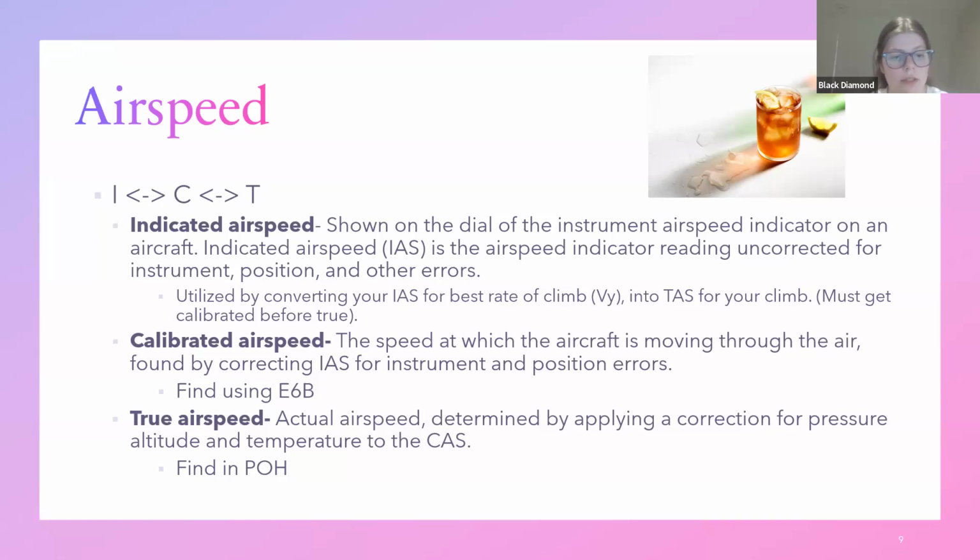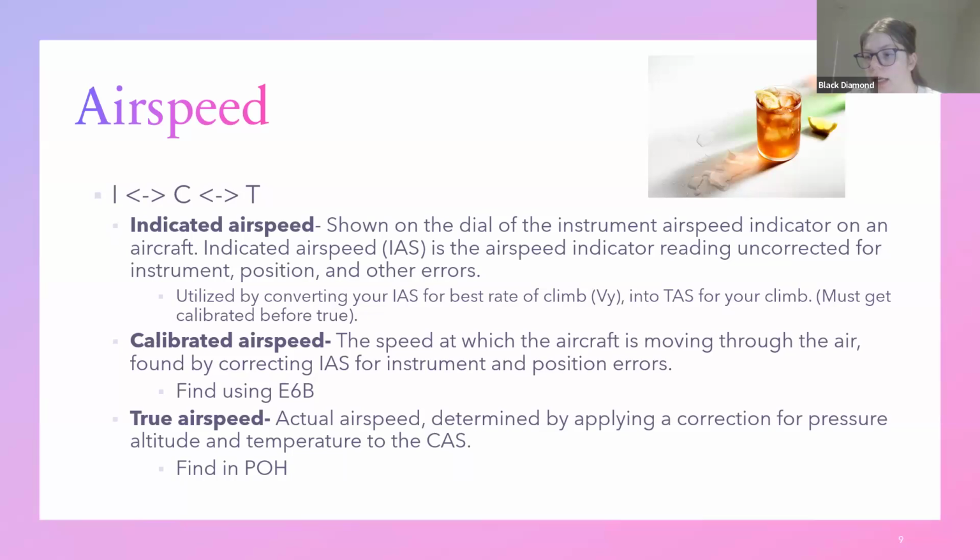So, you can use this, or you can find this by using your E6B, just your whiz wheel. You can use that, electronic one or a manual, paper whiz wheel. And then last but not least, you have your true airspeed. That is your actual airspeed determined by applying a correction for pressure, altitude, and temperature to the calibrated airspeed.